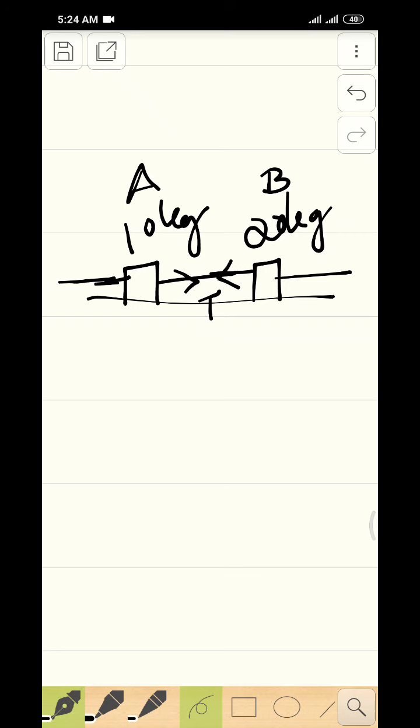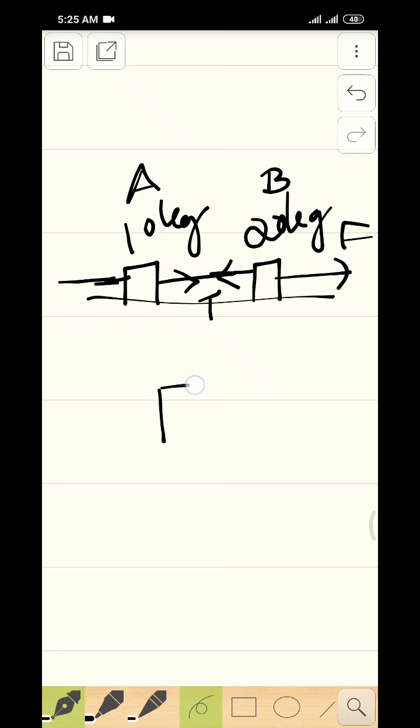So first of all, you are applying a force F, that is 600 Newton, over the body B. Now you have to find out the net force acting over the body B and as well the body A. So here consider the body B first of all.